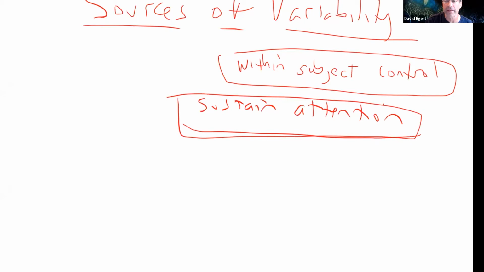We'll see this in some other experiments we'll be doing later in the semester as well, where you want someone to pay attention, but you don't want to tell them exactly when the stimulus happens, but you also don't want them to be mind wandering. What other sources of variability do we have to think about?